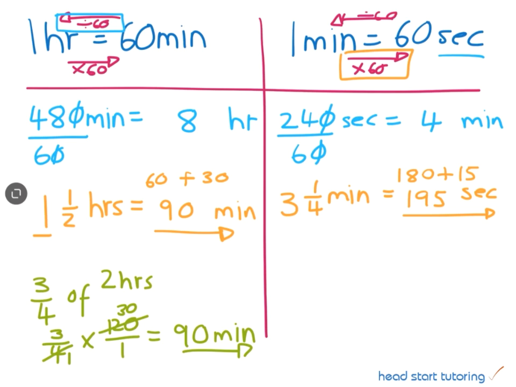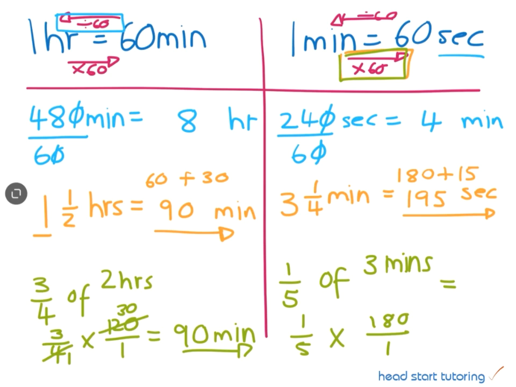If I would like to work out what 1/5 of 3 minutes is equal to, I need to work out what 3 minutes is in seconds. I need to multiply minutes into seconds, so I need to multiply by 60. So 3 times 60 is 180 over 1, and 1 over 5 times 180 over 1.